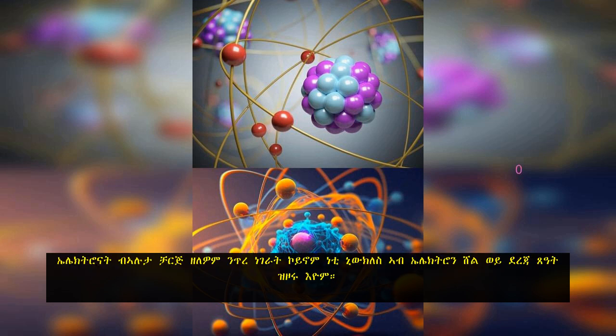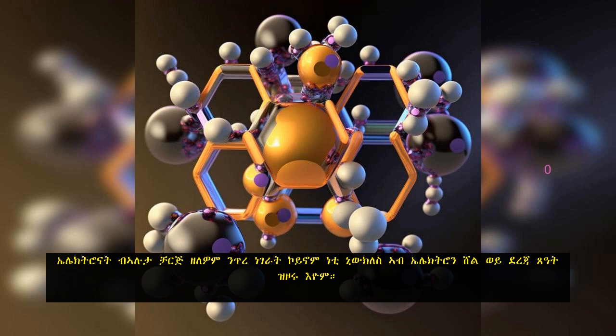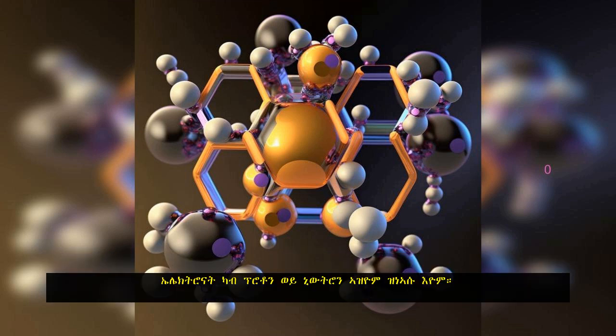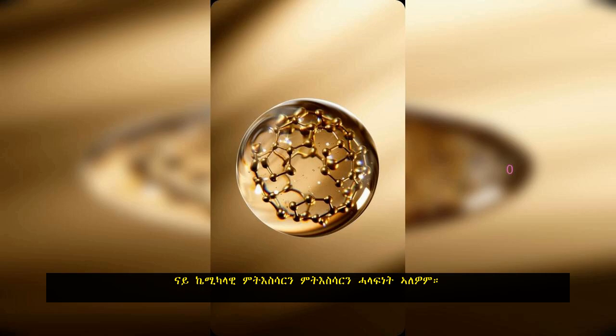B. Electrons. Electrons are negatively charged particles that orbit the nucleus in electron shells or energy levels. Electrons are much smaller than protons or neutrons. They are responsible for chemical bonding and interactions.